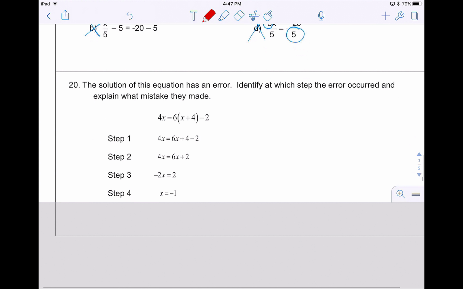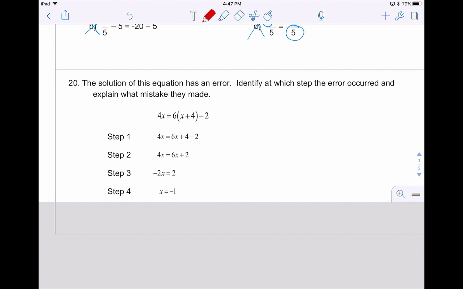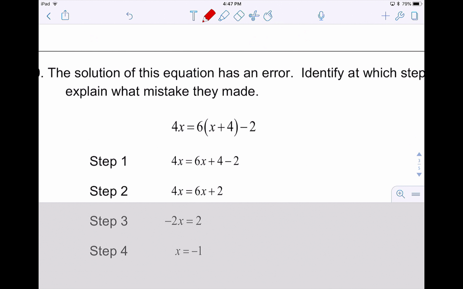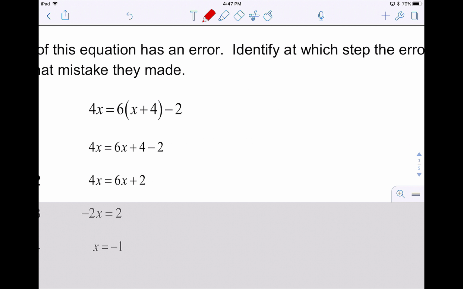Problem 20 says the solution of this equation has an error. Identify at which step the error occurred and explain what mistake they made. So starting with my original, the way I solve these problems is to do it step by step and see where I go differently. So 6 times x is 6x. 6 times 4 is 24. Keep the minus 2, keep the 4x. So 6x plus 24 minus 2.